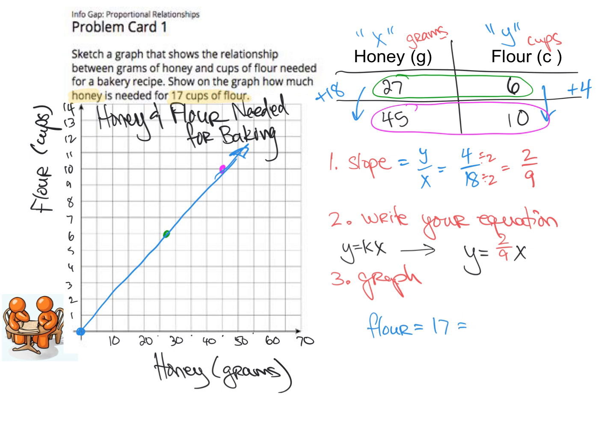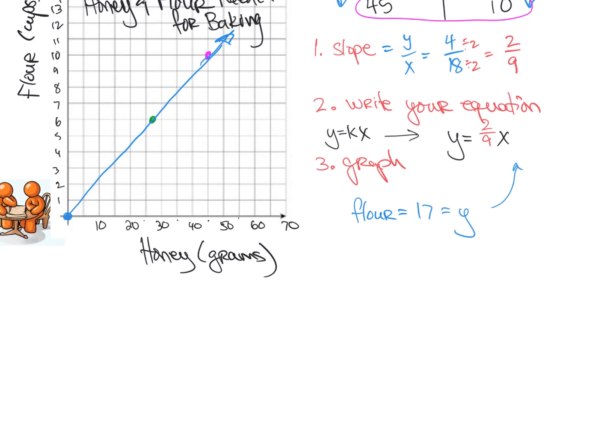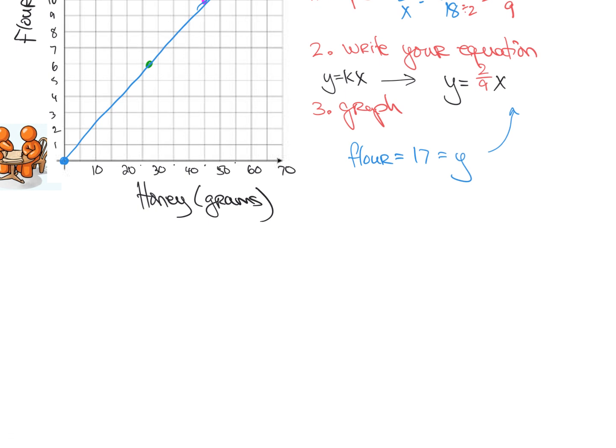What I'm going to do is take the 17 flour and put it into my equation. Right now I'm just writing down the equation, y equals 2 over 9x. And again, remember, I'm going to take my y and put it into my equation. So my flour was 17. We have 2 over 9x. And then remember, x is how much honey. That's what they're trying to find out. How much honey is needed.